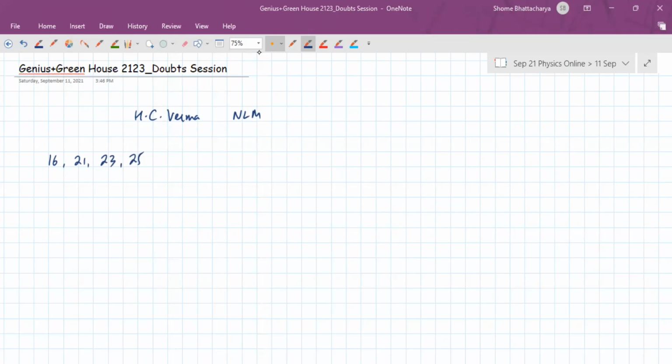If anybody has any doubts from kinematics and laws of motion, also from H.C. Verma, please send it to me in a text message. Then we'll come to the worksheet and other things also. Let's first complete the H.C. Verma doubts.